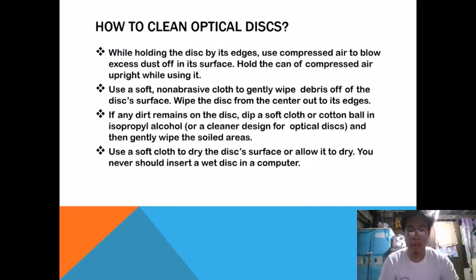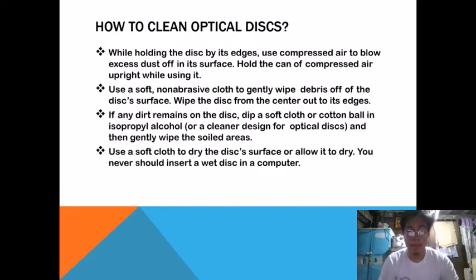How to clean optical disk. While holding the disk by its edges, use compressed air to blow excess dust off its surface. Hold the can of compressed air upright while using it. Use a soft, non-abrasive cloth to gently wipe debris off of the disk surface. Wipe the disk from the center to its edges.